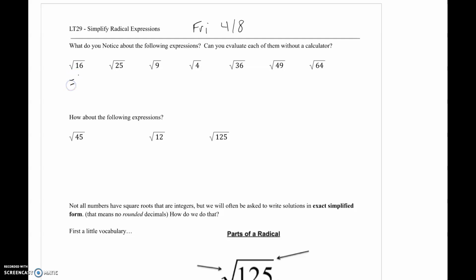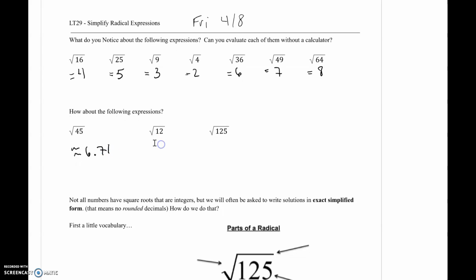Square root of 16 is 4, square root of 25 is 5, square root of 9 is 3, square root of 4 is 2. Square root of 36 is 6, square root of 49 is 7, square root of 64 is 8. But as we talked about yesterday, not all numbers have nice results when we take square roots of them. For instance, if you type square root of 45 in your calculator, you'll get approximately 6.71.